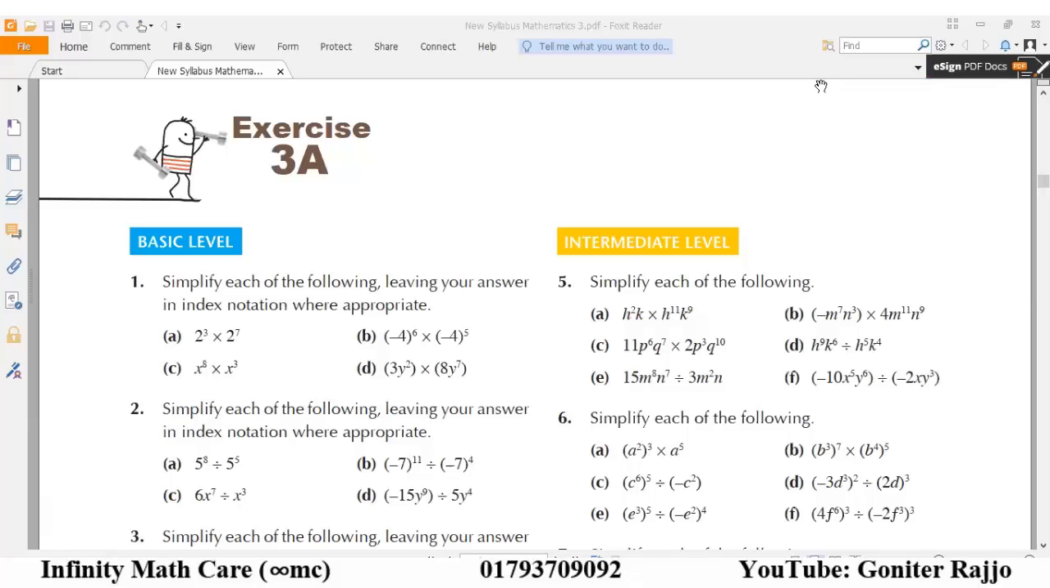Today we'll solve exercise 3 from New Syllabus Mathematics 7th edition. But at first we have to understand some basic things. What does index or indices mean? Or we can say index form. আমরা একটু বোঝার চেষ্টা করি.